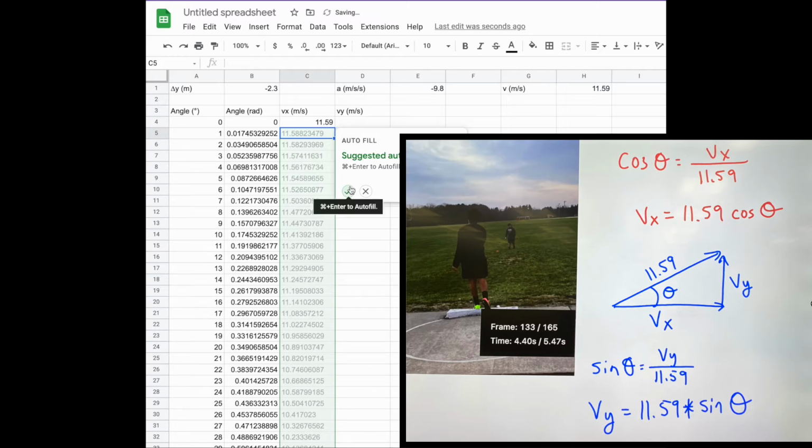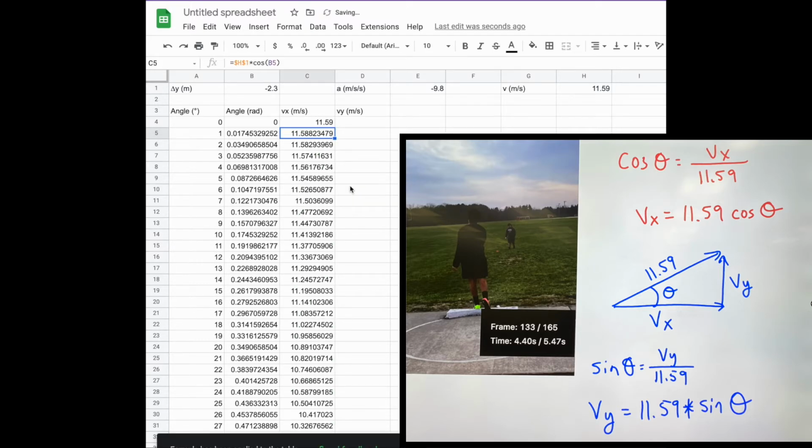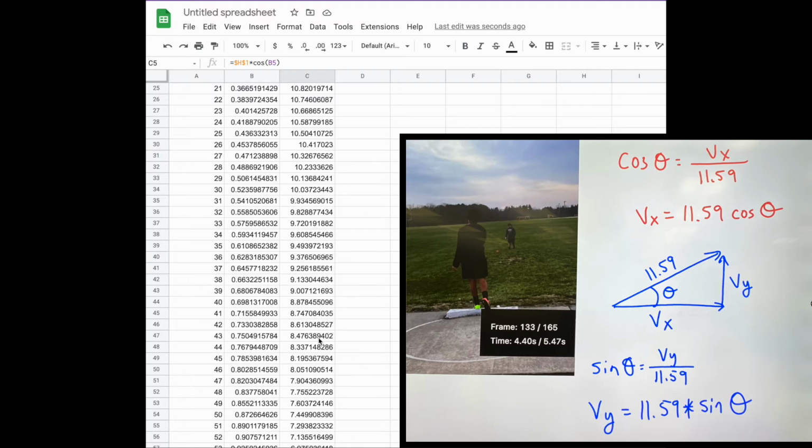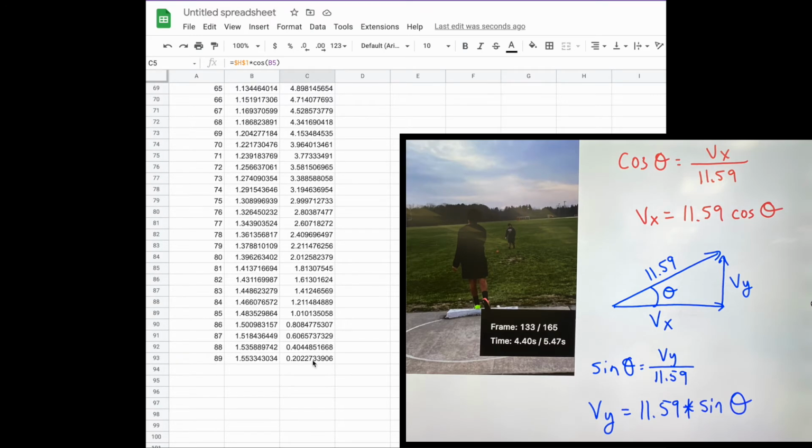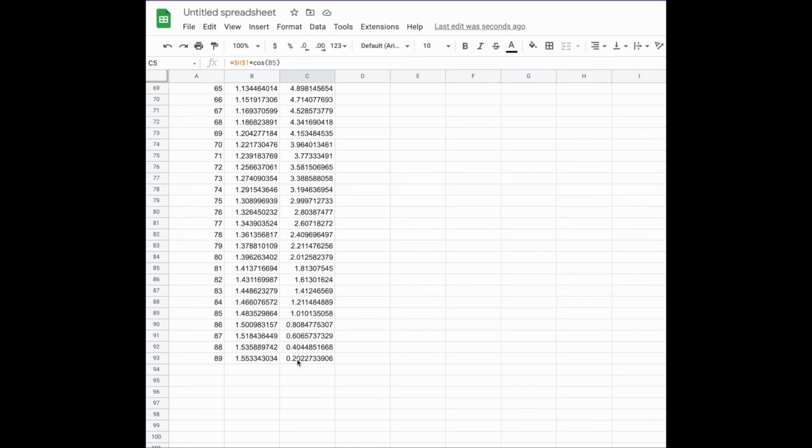We then want to autofill all the way down. We should see at 0 degrees, the x velocity is equal to the total velocity because we're not on an angle. And then we should get smaller and smaller numbers all the way down. And at 89 degrees, we should get an x velocity of almost 0, 0.2.